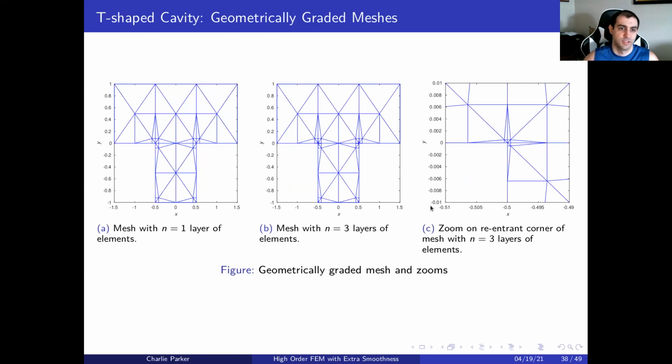We're also going to do this T-shaped cavity. So there's going to be an imposed parabolic velocity profile on the left and right ends of the cavity. But now we're going to use these geometrically graded meshes. So this is with one layer of elements near the corners. Whereas if we zoom in with 3 layers of elements, we see the topology all looks the same. It's just zoomed in to see where this gets us.